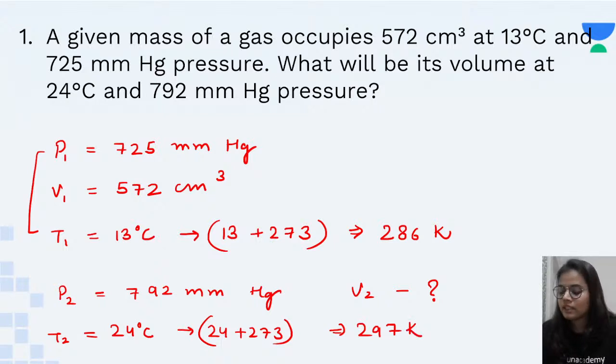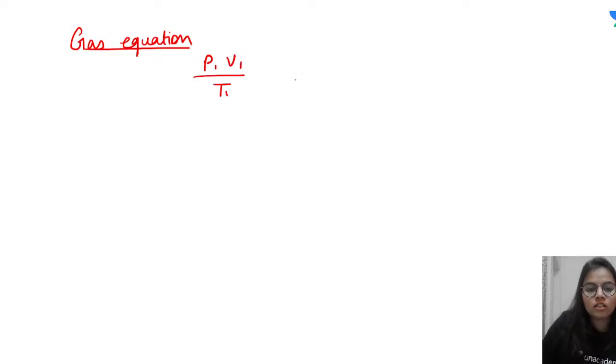I hope everything is clear till now. So it's very important to note down the things whatever are given to us. Now, the gas equation, what does it say? P1 V1 upon T1 is equal to P2 V2 upon T2. Now what do we need to do? We just need to substitute the values.